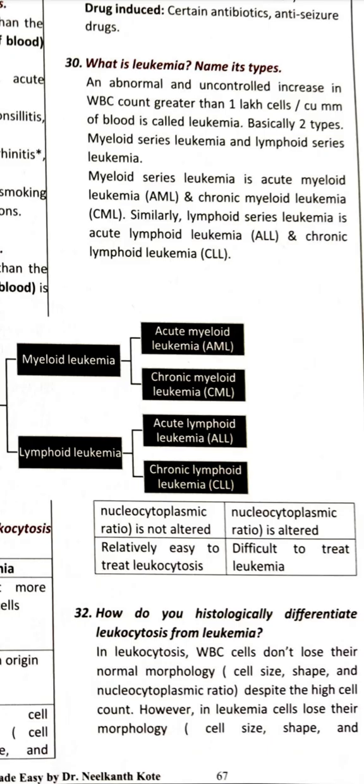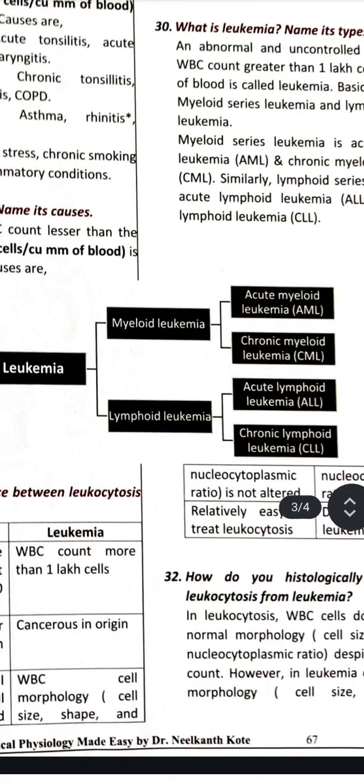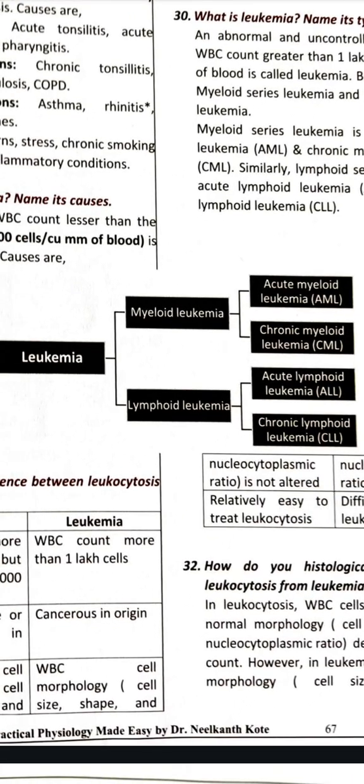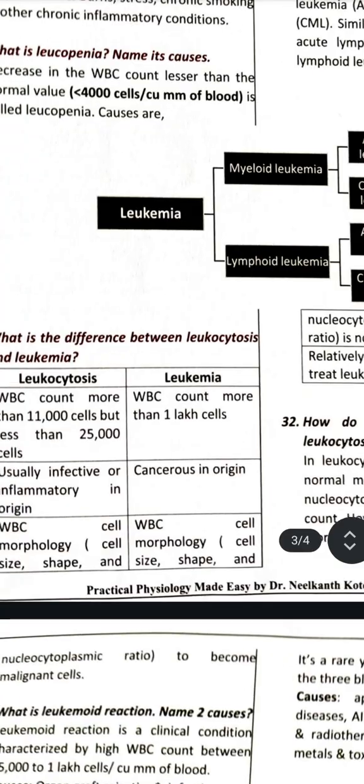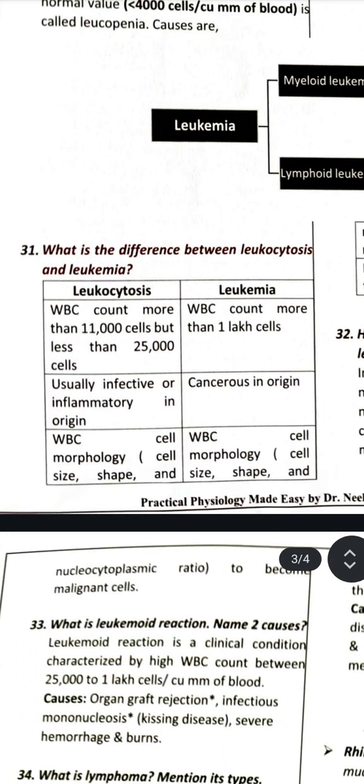Basically, there are two types of leukemia: myeloid series leukemia and lymphoid series leukemia. Myeloid series leukemia is acute myeloid leukemia and chronic myeloid leukemia. Similarly, lymphoid series leukemia is acute lymphoid leukemia and chronic lymphoid leukemia. So in leukemia, we have myeloid and lymphoid; myeloid again acute and chronic; lymphoid again acute and chronic. So AML, CML, ALL, and CLL are the leukemias, the blood cancers.